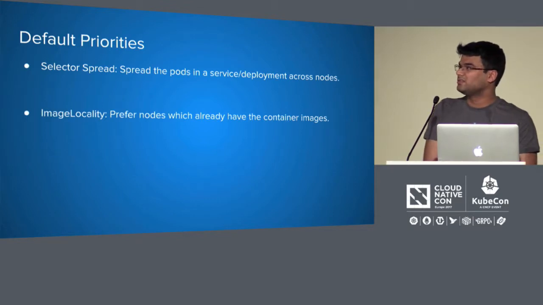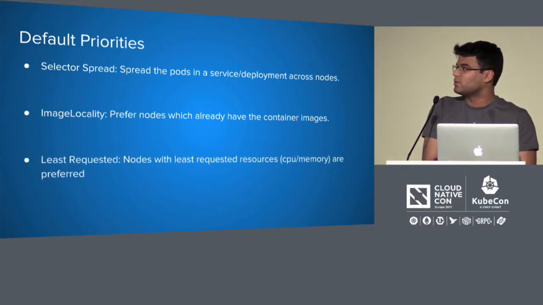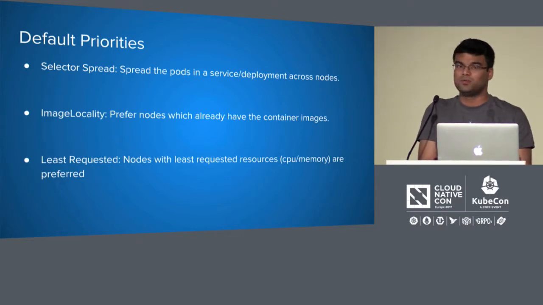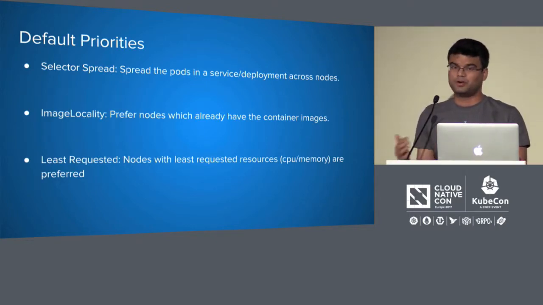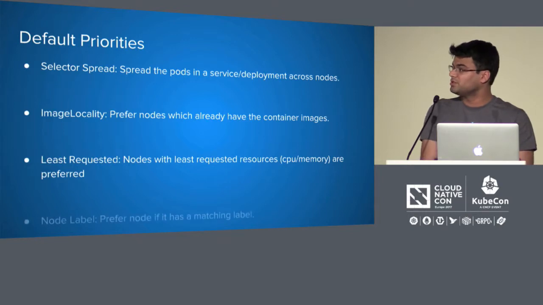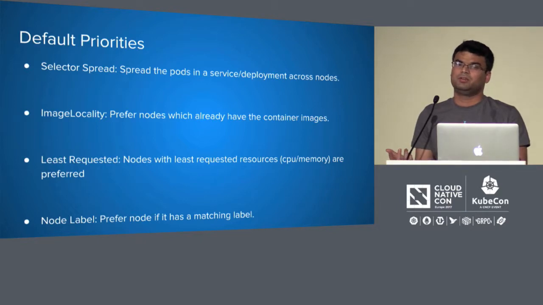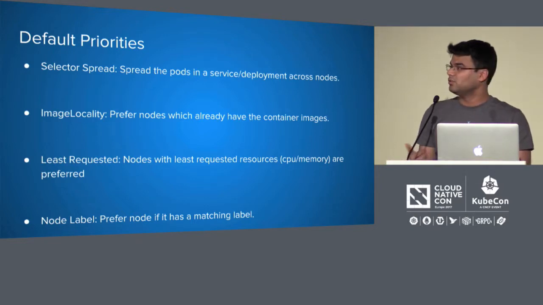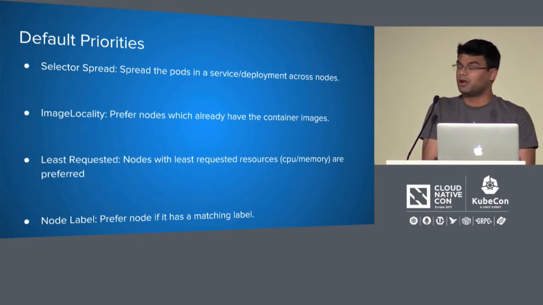Similarly, we have image locality. This is pretty self-understandable. If a node already has the container image, then obviously it's given a higher priority. Least requested nodes: again, you want to schedule pods on nodes which are underutilized to have a more uniform distribution. And similarly, node labels. Node labels differ from node selectors in the way that a selector is a much harder condition, versus a node label, which is just a compatibility check: if this label is present, then good enough, else give it a low priority.